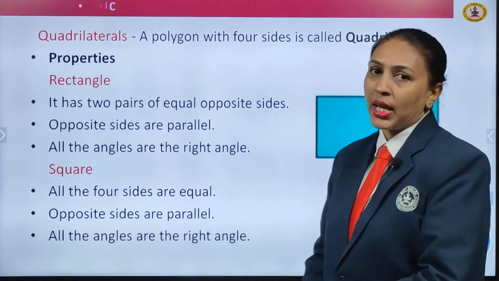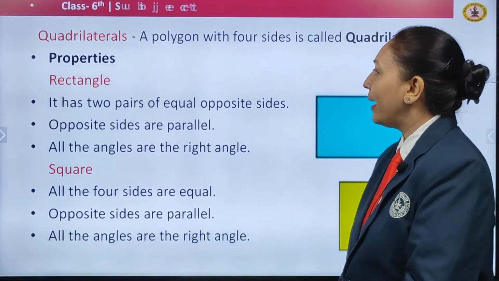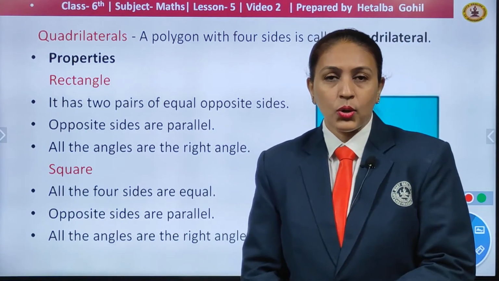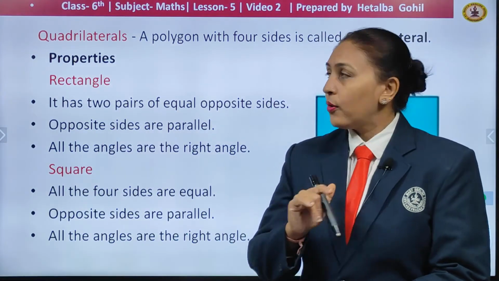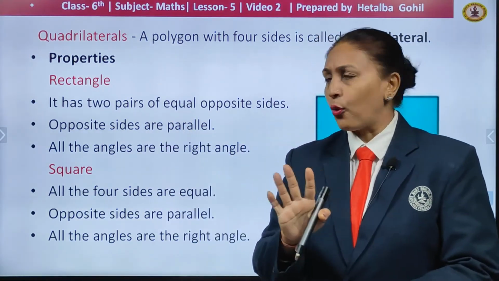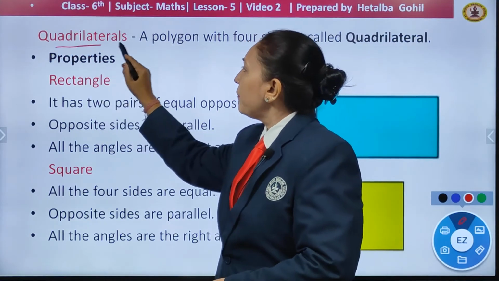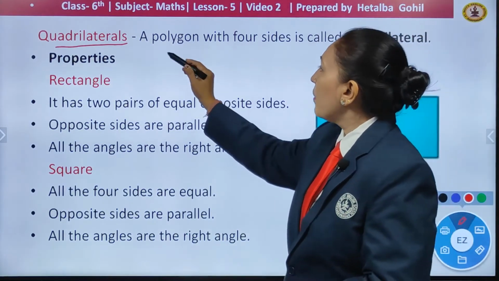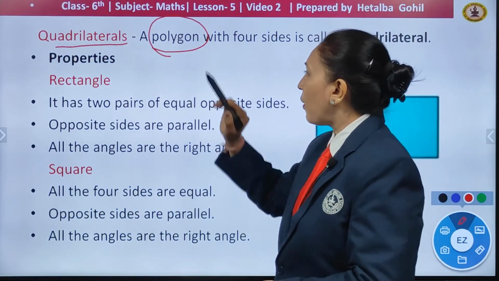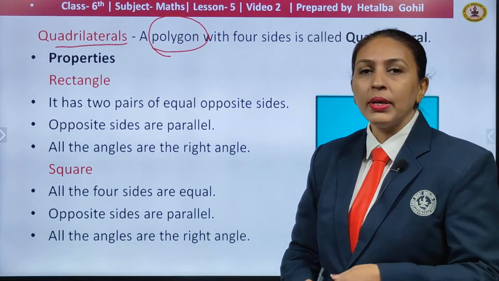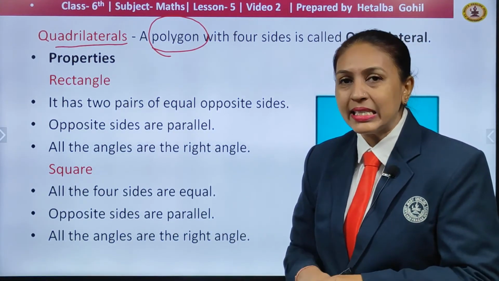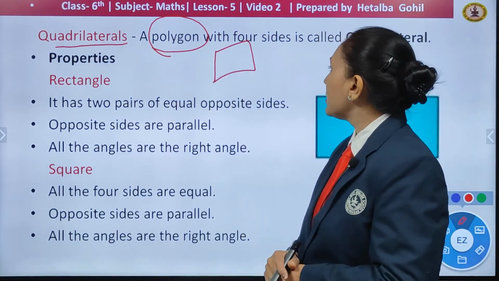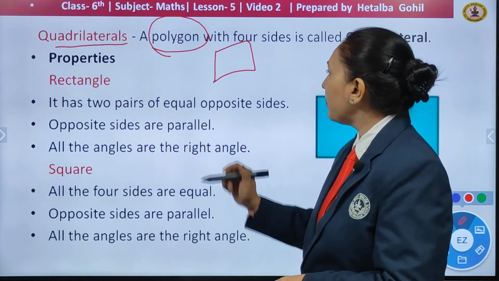Now the next shape we will learn here is quadrilateral. Here, as I told you children, lateral means sides, quadri means four. So the figure having four sides is called a quadrilateral. Basically, it should always be a polygon only. Polygon means any figure made up of only line segments. So you can call a figure made up of line segments a quadrilateral.